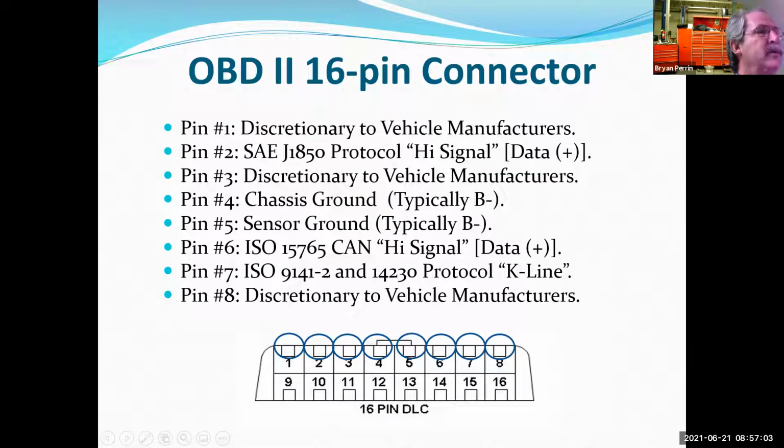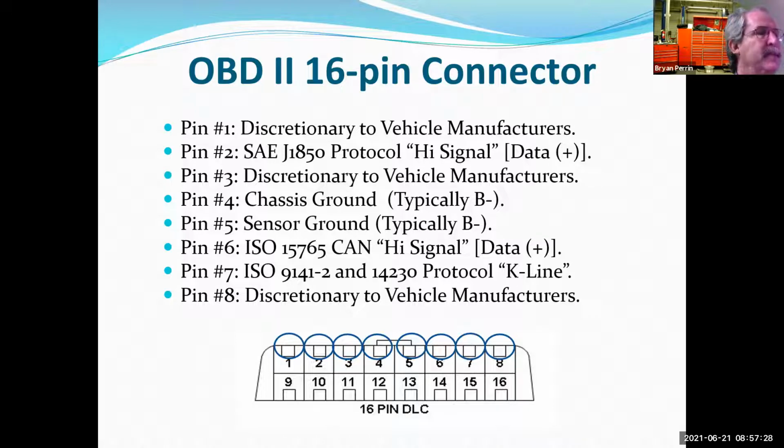So pin 1 is discretionary. Many manufacturers don't use pin 1. Pin 2 is a J1850 protocol. A lot of domestic manufacturers use J1850. Import manufacturers didn't, so it's not uncommon to see that pin empty. Pin 3 is discretionary. Pin 4 is chassis ground, and pin 5 is sensor ground.